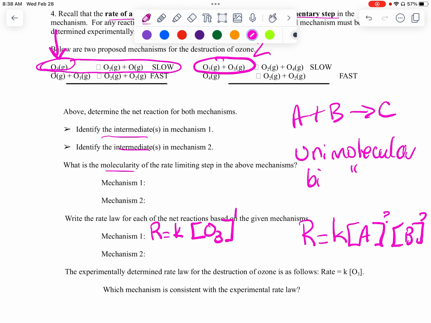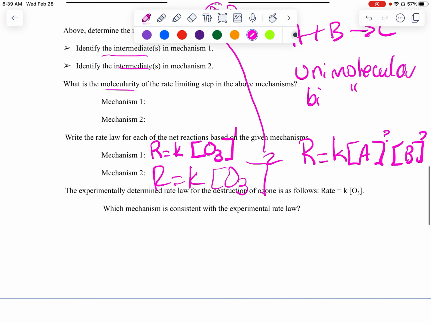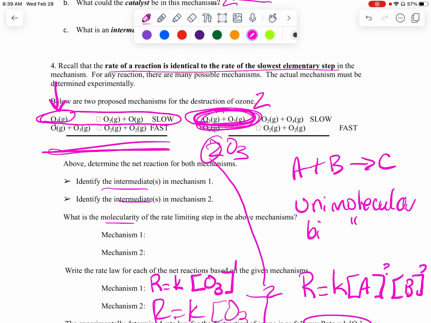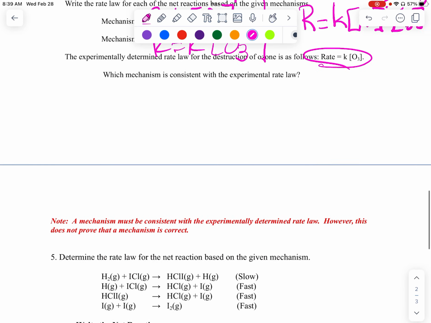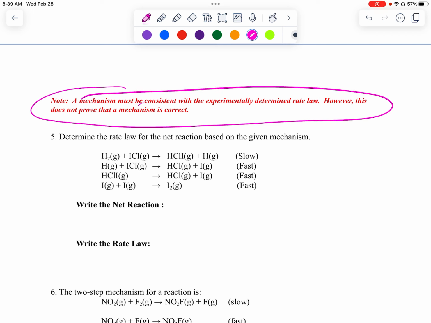For mechanism 2, there's only going to be one change. It's still going to be rate equals K, but what are you going to write for that exponent? Well, guys, isn't there 2O3? That 2 becomes your exponent, all right? Now, the experimentally determined rate law is that. So which mechanism is probably the correct mechanism? Is it this one or is it this one? All right, that should be easy to answer. Note, a mechanism must be consistent with experimentally derived data. Just to let you know that.